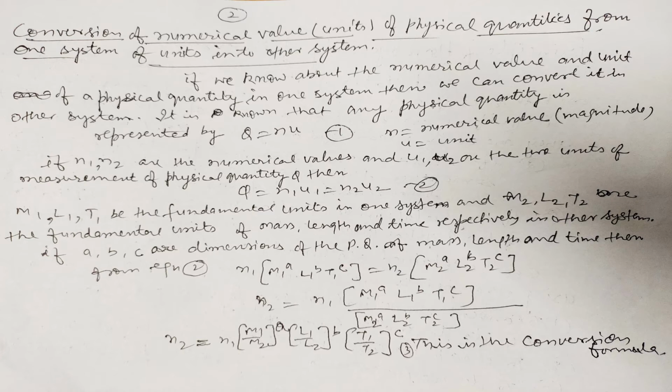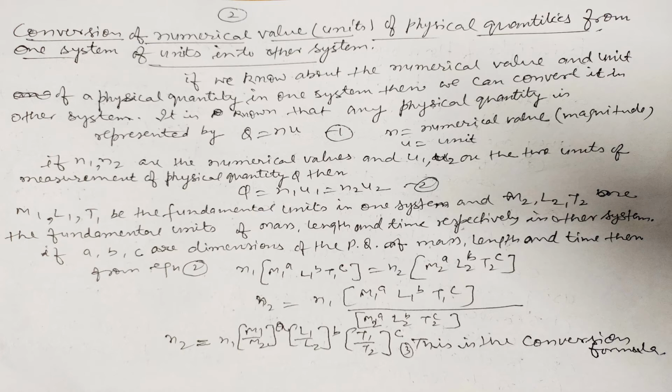If N1 and N2 are two numerical values, and U1 and U2 are the two units of measurement of the physical quantity, then we can write N1 U1 is equal to N2 U2. As we have seen from the first equation, Q is equal to nu, it means n is proportional to 1 upon u, or n is the reciprocal of the unit. So N1 U1 is equal to N2 U2.